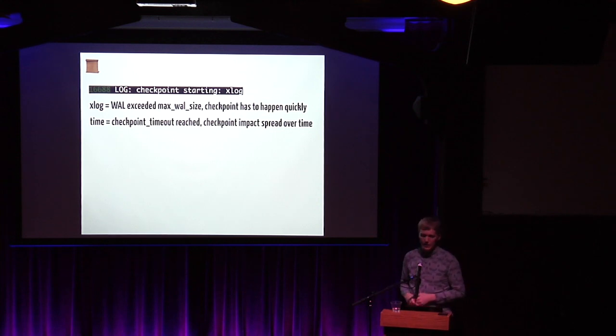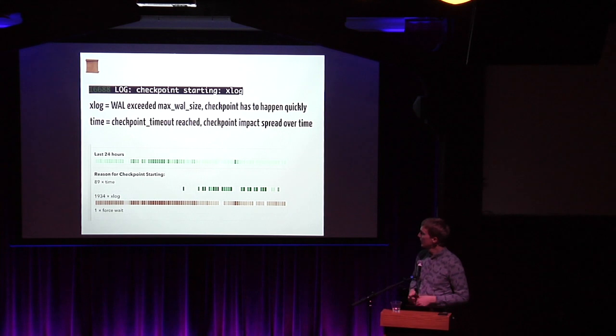The good checkpoints are checkpoint timeout based checkpoints, which say checkpoint starting: time, which means that the checkpoint can be scheduled, done over time instead of doing it immediately. We can also graph this. So this particular database is not doing well in this regard. This database has a couple of time-based checkpoints, but over 24 hours has 2,000 WAL-based, xlog-based checkpoints, which means that there will be a lot of spiky I/O based on these checkpoints.